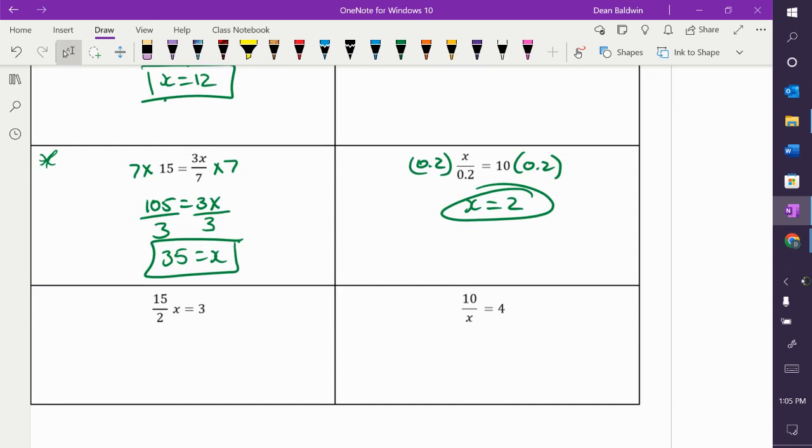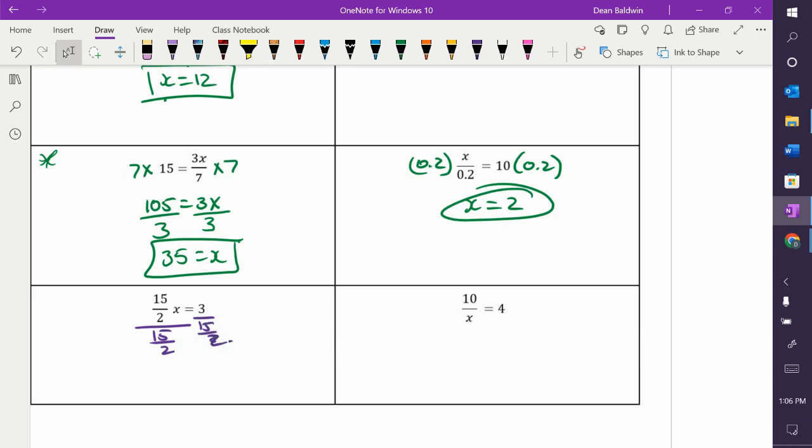All right. Last two. 15 over 2 times x. So there's a couple ways to do this one. If it's 15 over 2 sitting right beside the x, what operation are we doing? We're multiplying, right? So what's the opposite of multiplication? Division. So you can divide by 15 over 2.